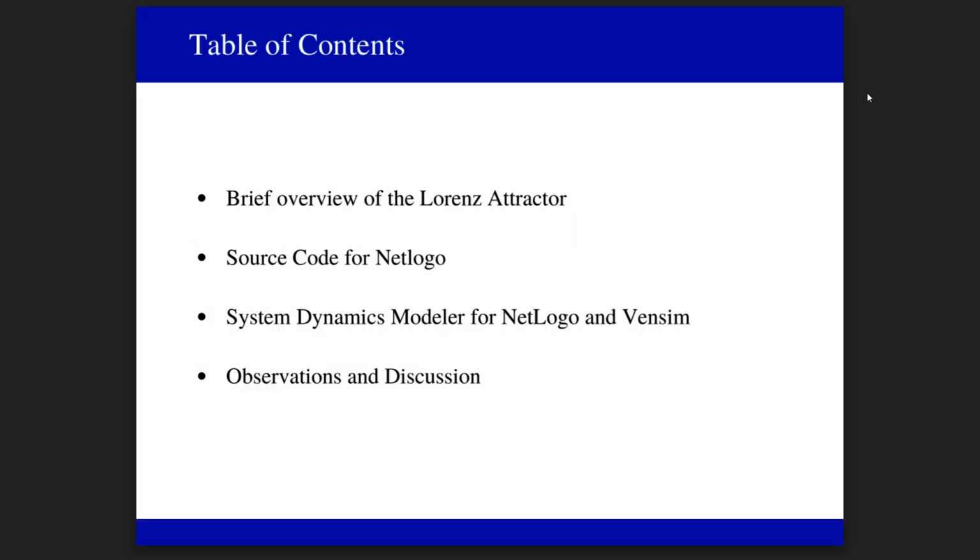So for the table of contents, in this report, I'm going to talk about 4 things. Number 1 is a brief overview of the Lorenz attractor. Number 2 is the source code of the NetLogo. Number 3 is the system dynamics modeler for NetLogo and Vensim. And number 4 is our observations and the discussion.